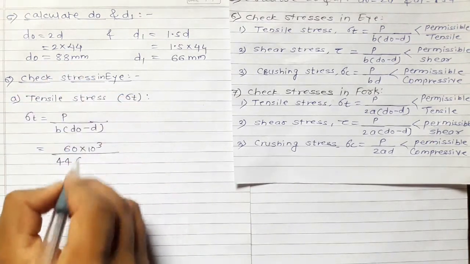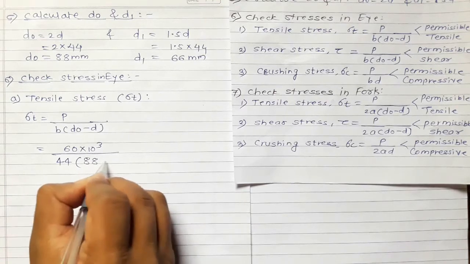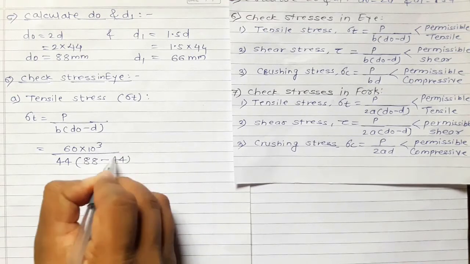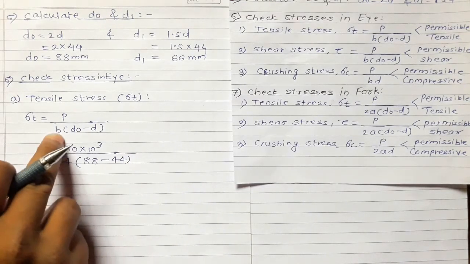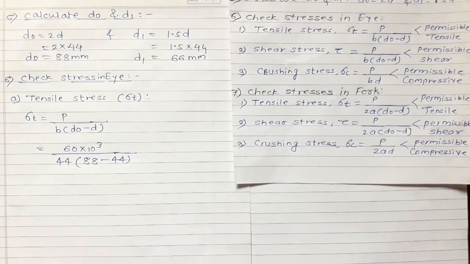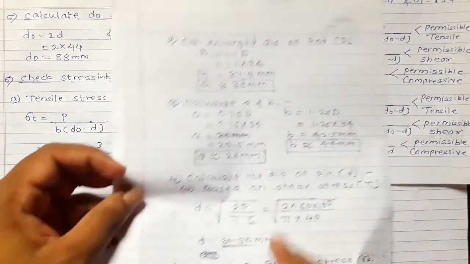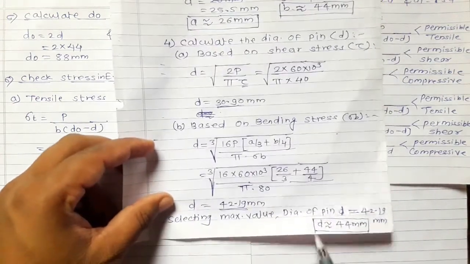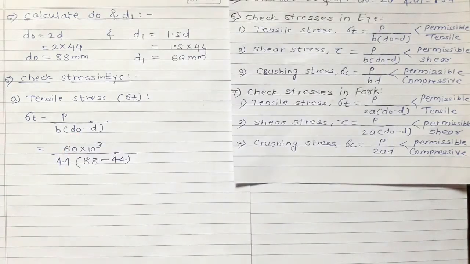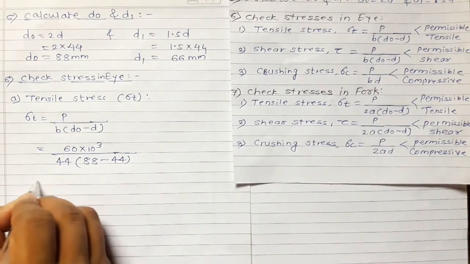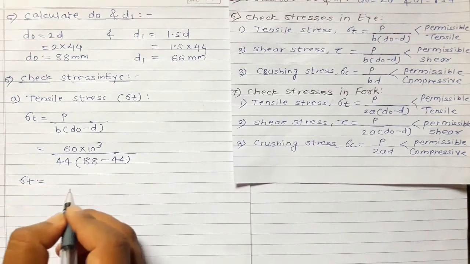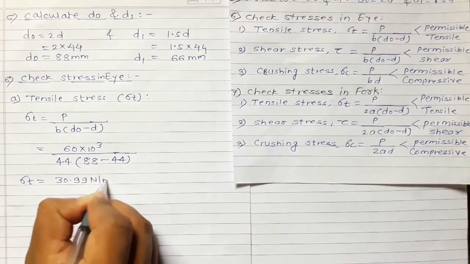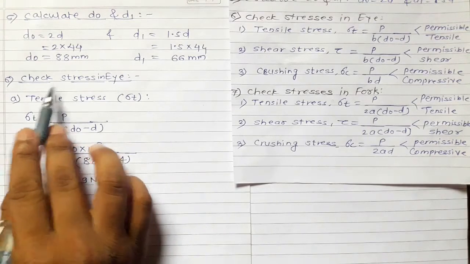Value of d0 is 88 minus the value of small d, that is the diameter of pin, which is 44. We can check this value of B is 44 because we have already calculated it. So B is the thickness of I, and this small d is 44 mm. So now let us find out the answer of sigma t. This answer of sigma t is 30.99 Newton per mm square.